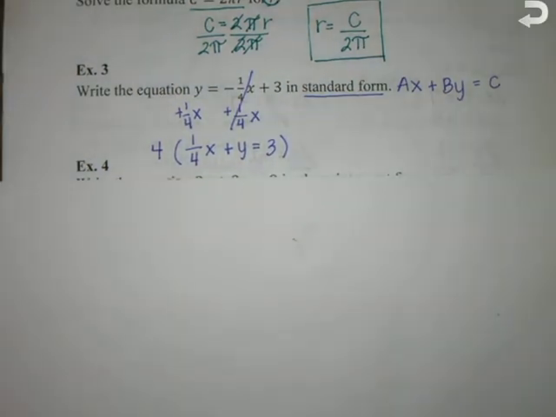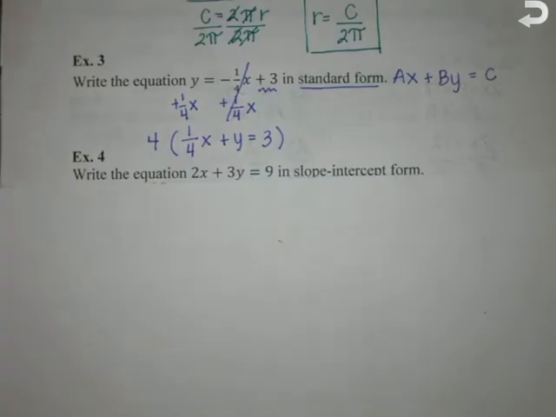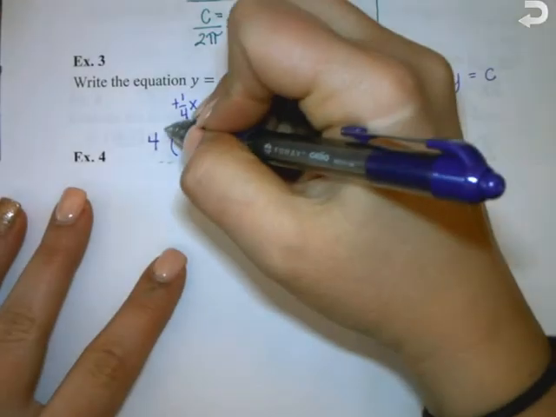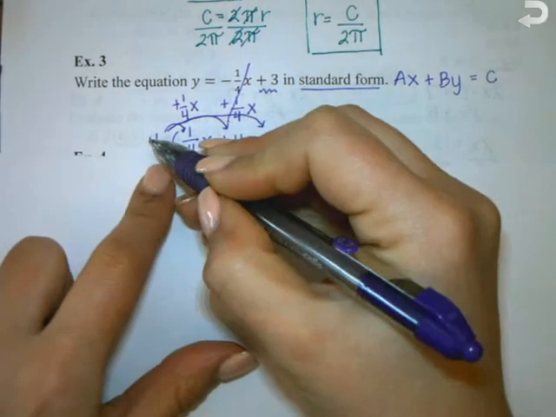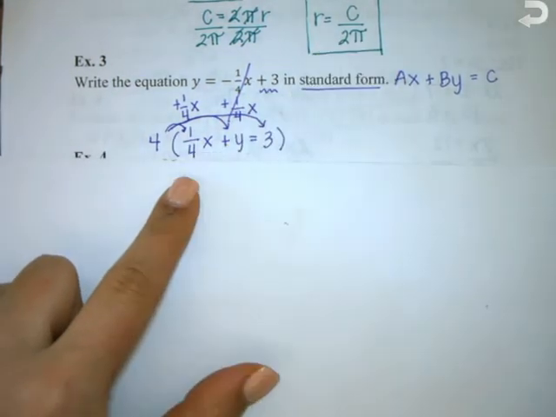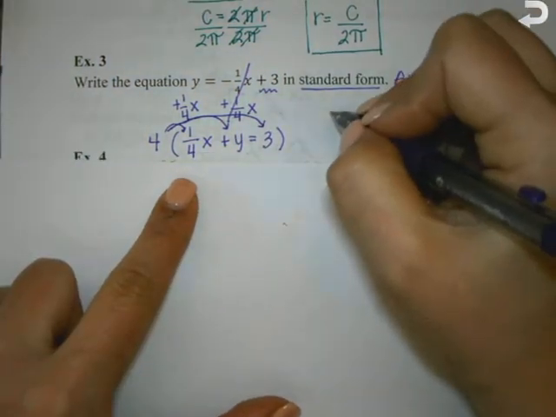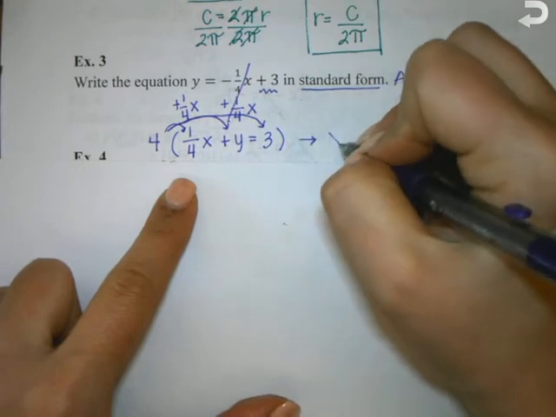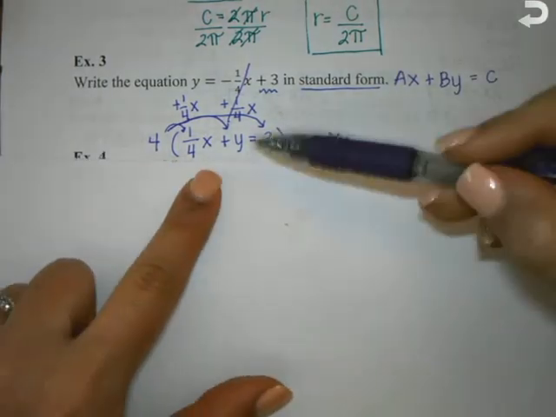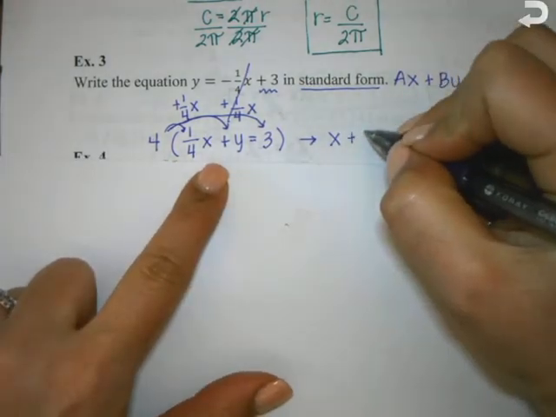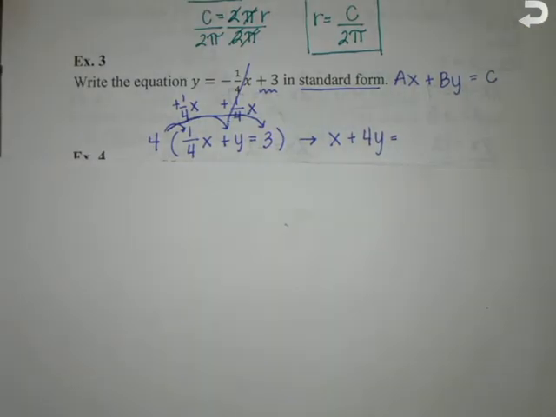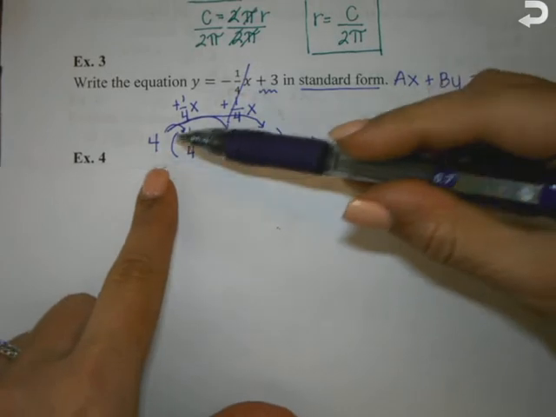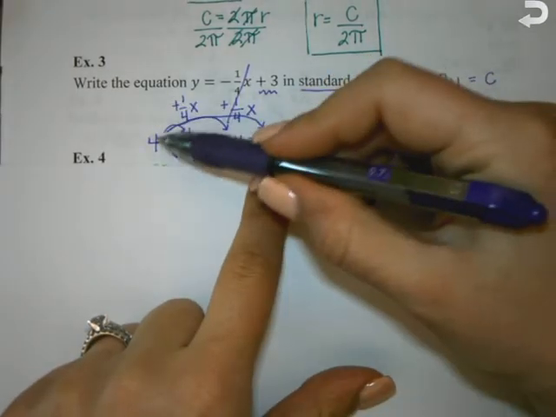Okay, so if we multiply by 4 and we distribute 4 to everything, 4 times 1/4, those 4's are going to cancel. So what would I be left with? 1x. Now the 4, when I multiply by the y, is going to give me what? 4y. And remember, this is what a lot of you forgot when we took the test on this. You have to also multiply the 3. What would 4 times 3 be? 12.